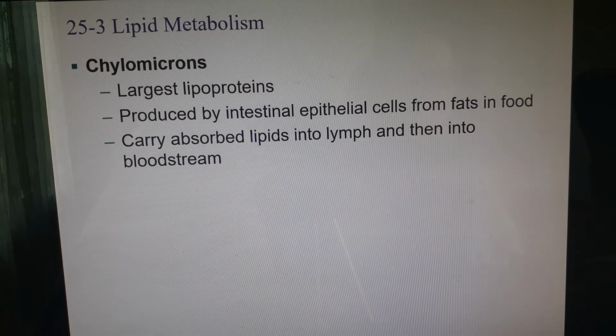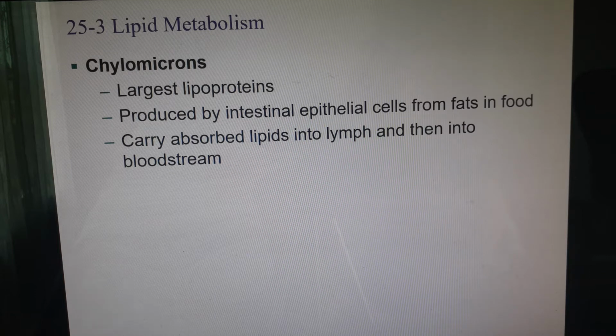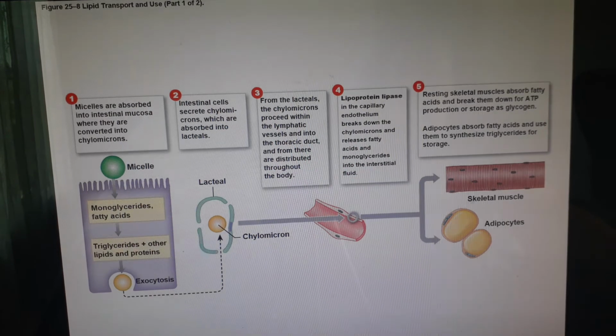The chylomicrons are the biggest ones. They're made by the intestinal epithelial cells as they're breaking down fats coming in through our food. And actually, they're usually so big they can't really go into the bloodstream. And so they go into the lymph through lacteals, and then they get processed, and then eventually they'll end up in the bloodstream. So here is our little diagram here, and you can look at this at your leisure.